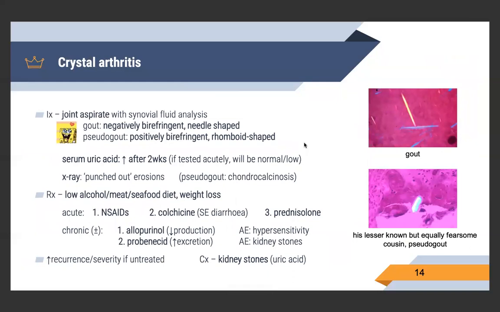So what we would do is a joint aspirate with analysis. In gout, the crystals will be negatively birefringent, needle-shaped, buzzword, buzzword. In pseudo-gout, they'll be positively birefringent, rhomboid-shaped. If you're really nerdy, there are pictures there for you.